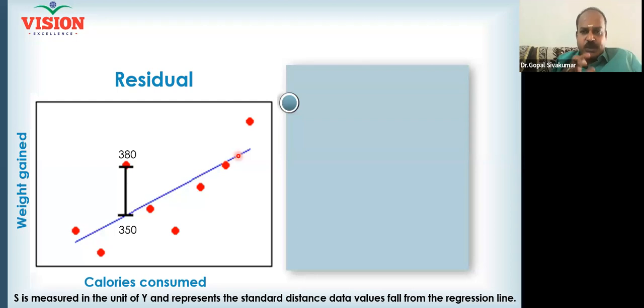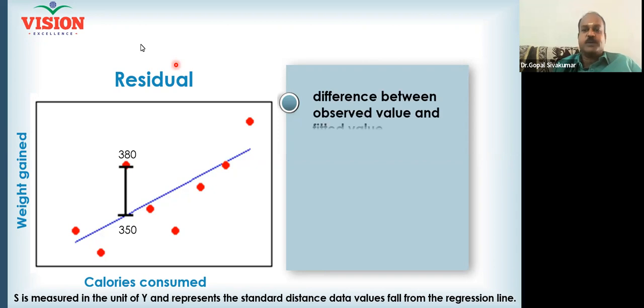Normally means it should not be crowded at any area. It should be distributed evenly throughout the equation. See here, throughout the equation there is an error, isn't it? And half of the error should be above the line and half of the error should be below the line, approximately. How do I say all these things? These are all properties of normal distribution.